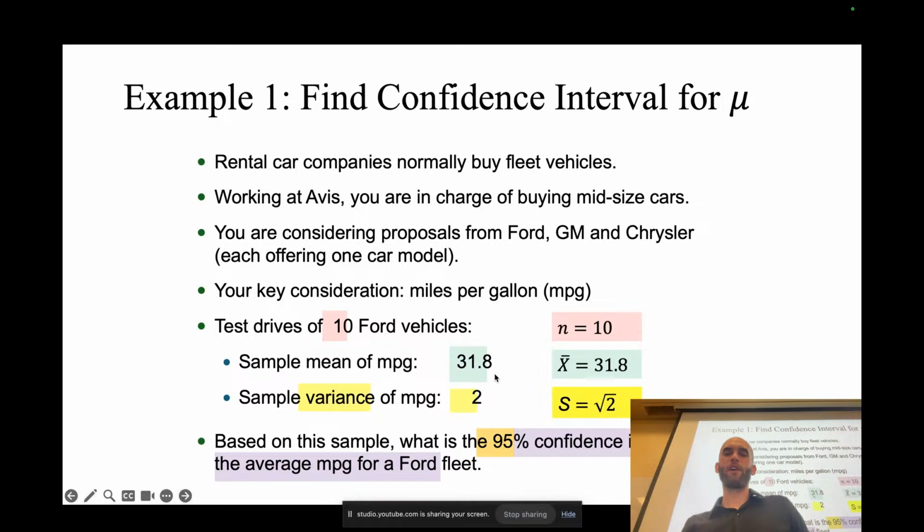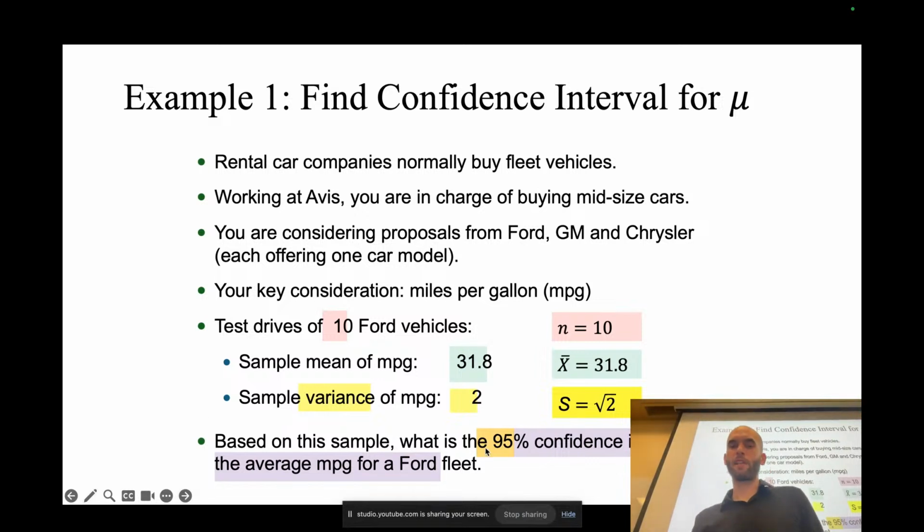So our sample mean for the miles per gallon is 31.8. So this is just drawn. We take the average of all 10, and that becomes our sample mean. But because we've observed all 10 of them, we can also get not just the sample mean, but also the variation within the 10. So our variance is 2, and our standard deviation of the sample is the square root of 2.